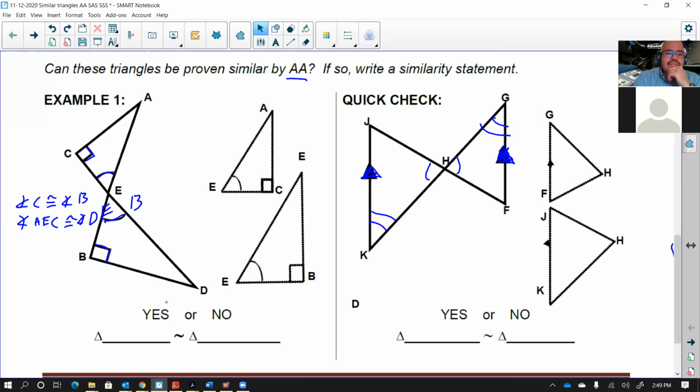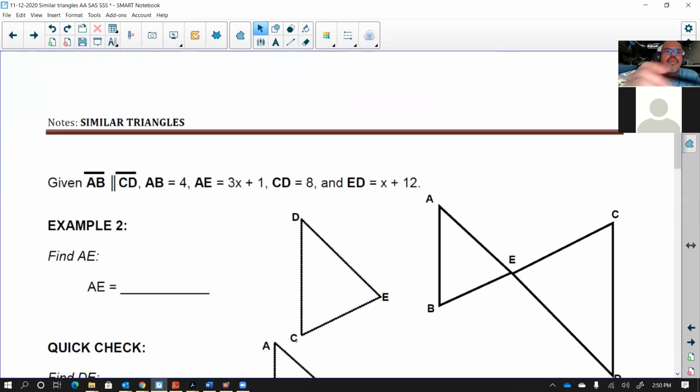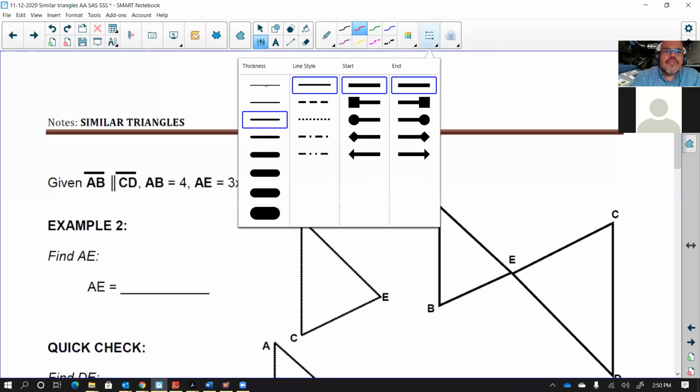So you're going to have to describe that. Yes, these two triangles are similar, not congruent. Triangle AEC and triangle DEB. And that's how your statement for similarity is going to be. All right, now let's go ahead and get this.